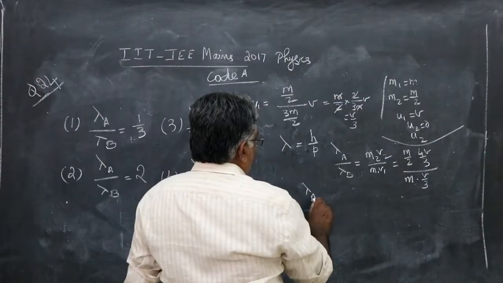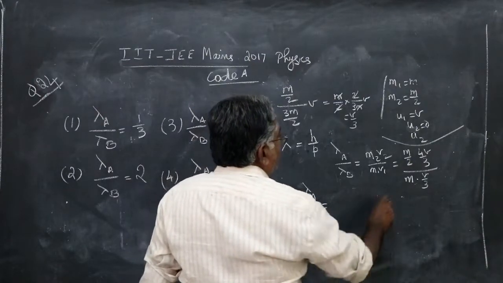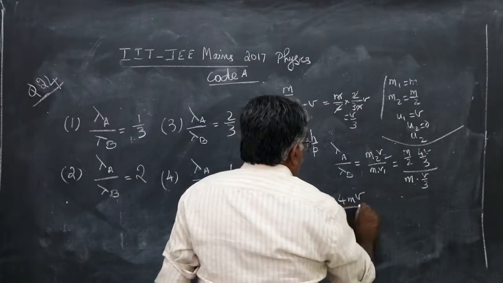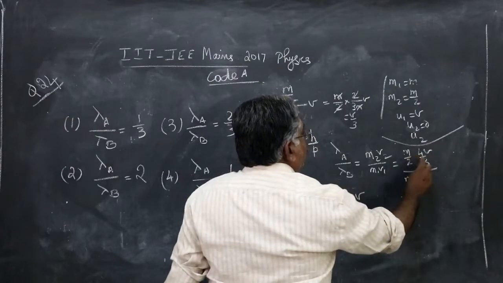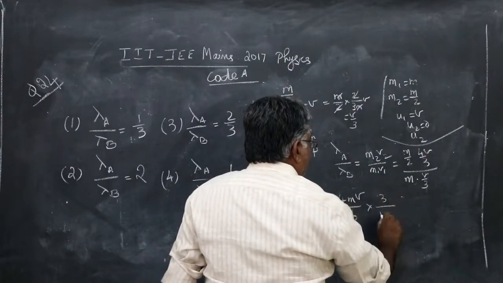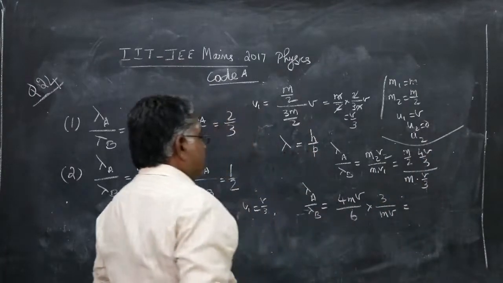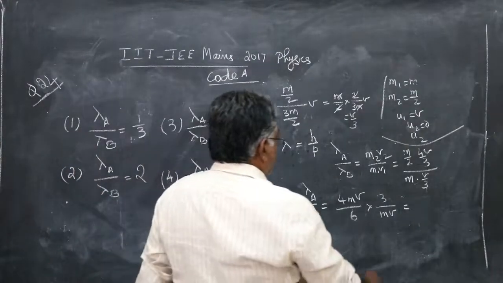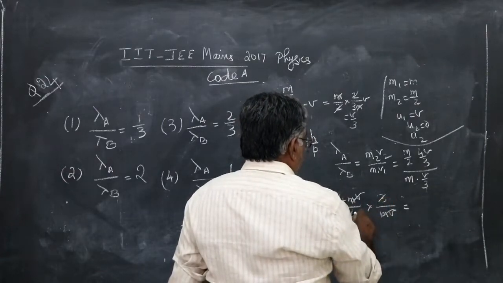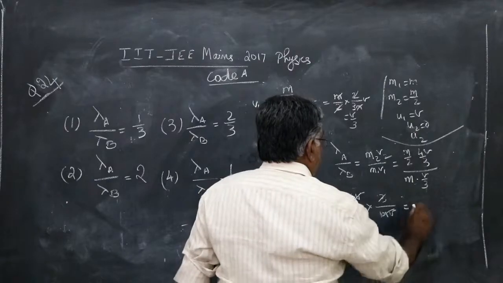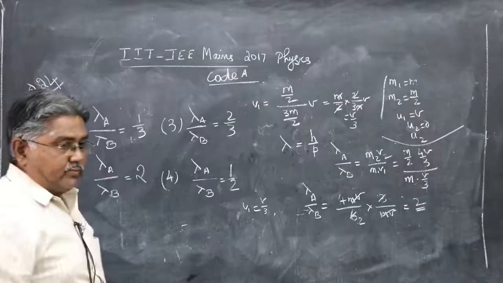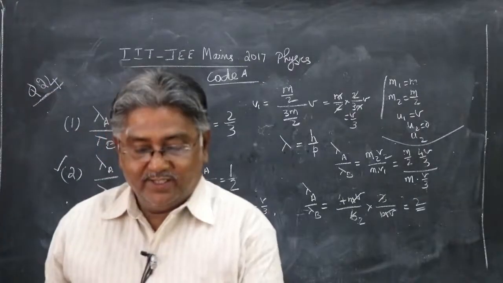Now simplify further. Lambda A by lambda B is equal to 4mv by 6, into 3 in the numerator over v in the denominator. mv and mv will cancel, this 3 and 4 you can cancel with 6, 4 by 2 is 2. So the correct answer is option 2. Understood it? Thank you.